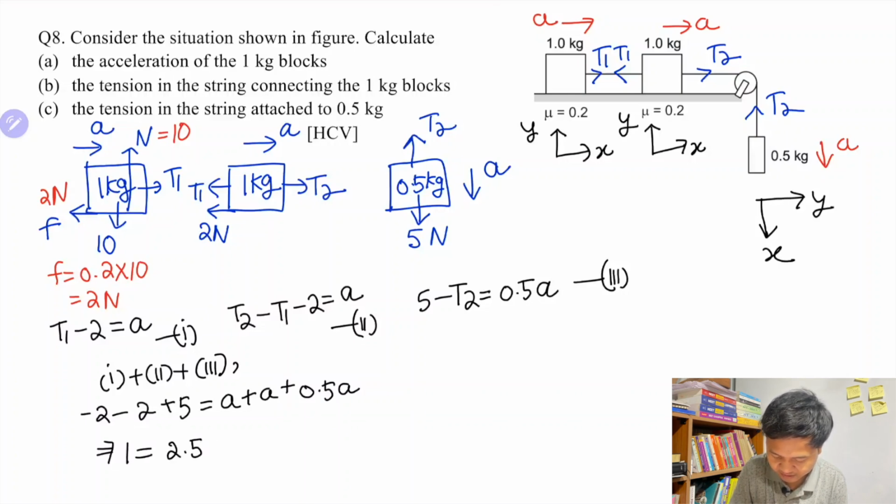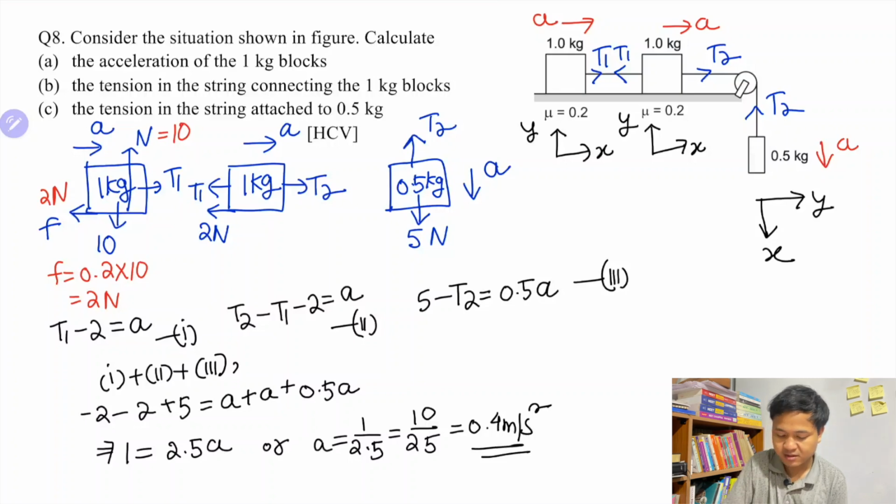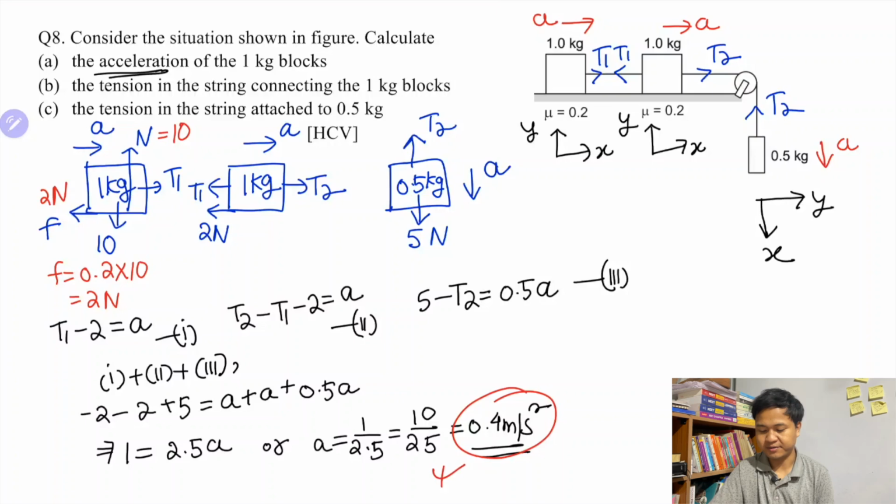So 1 equals 2.5 A, or A will be 1 divided by 2.5, so 10 divided by 25. So this will be 0.4 meter per second square. The question asked for the acceleration, so the acceleration is 0.4 meter per second square.